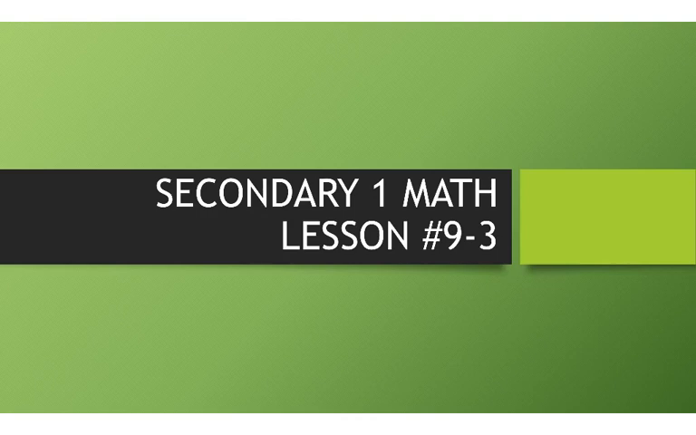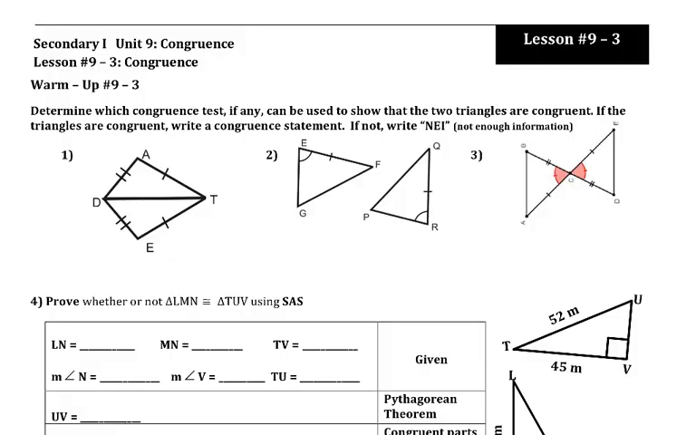This video covers Lesson 9-3 for Secondary 1 Math, Congruence. Warm-up 9-3. Determine which congruence test, if any, can be used to show that the two triangles are congruent. If the triangles are congruent, write a congruence statement. If not, write NEI, which means not enough information.